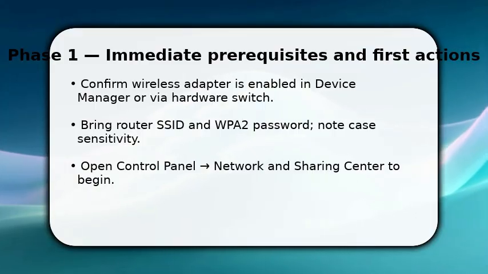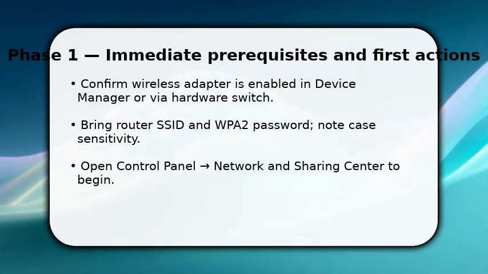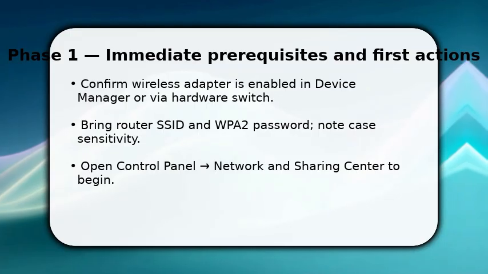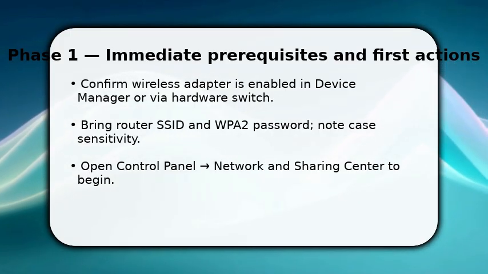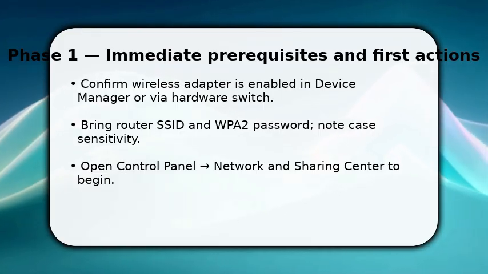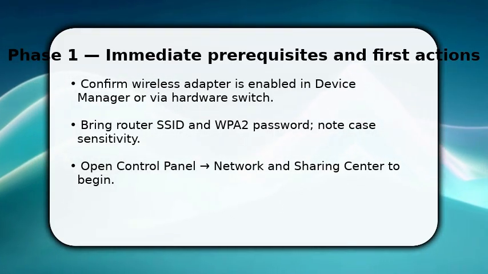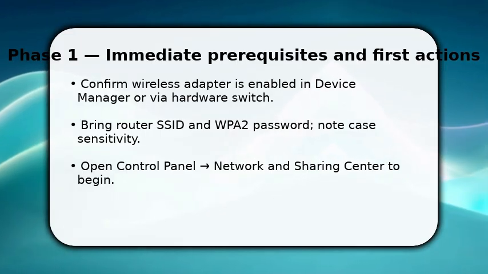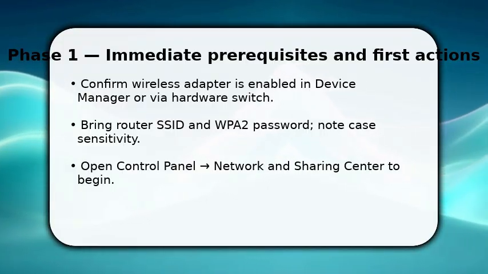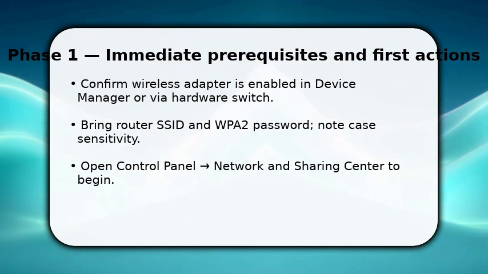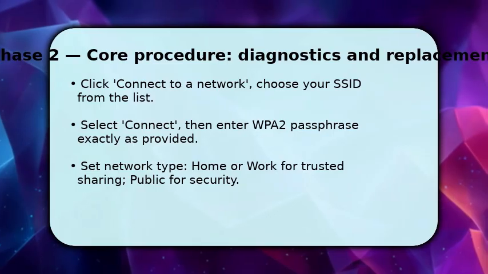You start by enabling the wireless adapter and gathering the router SSID and WPA2 password. This saves back and forth. Once done, open Control Panel and click Network and Sharing Center so you can see available networks. Make sure you use an account with administrator rights if Windows prompts you. That avoids permission roadblocks. You're taking action immediately, no waiting for scans, and preparing Windows so the next steps proceed smoothly and securely.